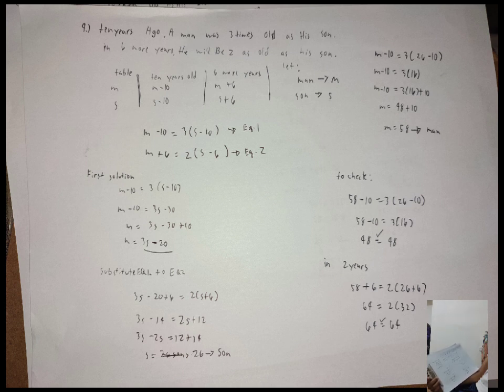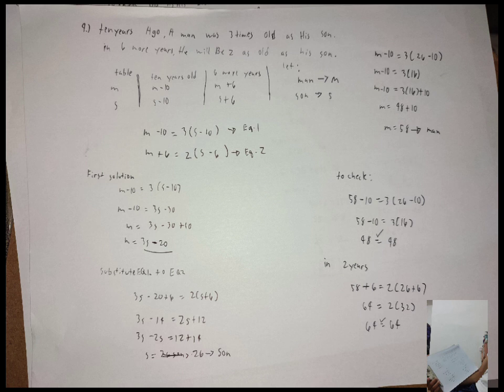So m minus 10 equals 3 multiplied by 26 minus 10, then m minus 10 equals 3 multiplied by 16, and then m equals 3 multiplied by 16 plus 10, then m equals 48 plus 10, then m equals 58 years old.